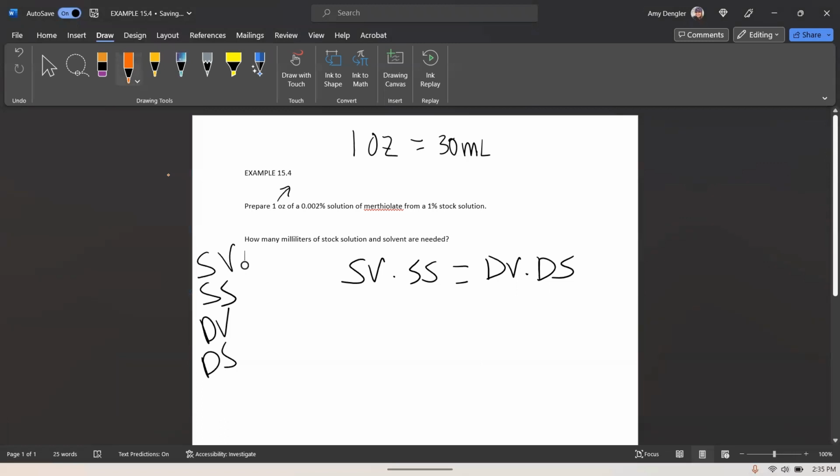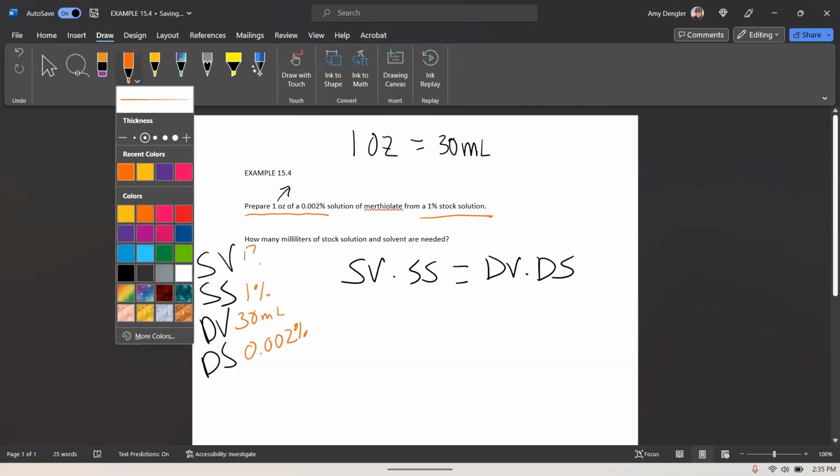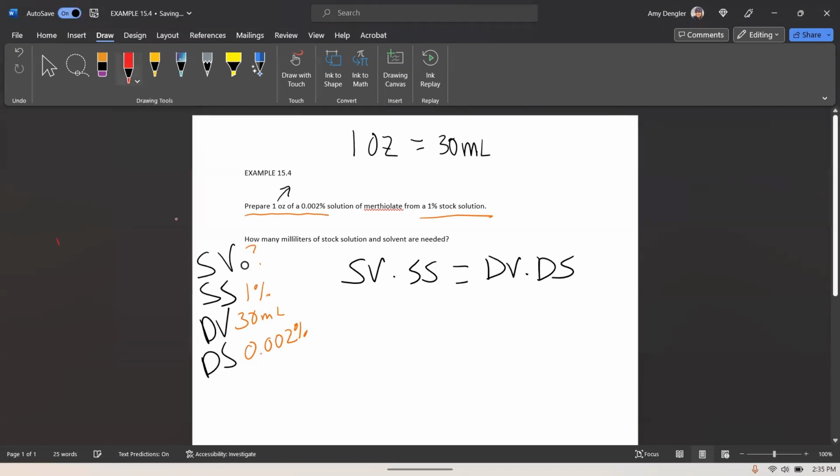All right. So what we are preparing, that is our desired, is 1 ounce. So our desired volume is going to be 30 ml. Our desired strength is going to be 0.002%. And then in stock, we have a 1% stock solution. We need to know what our stock volume that we're going to use is. All right, so now I'll just plug that in.